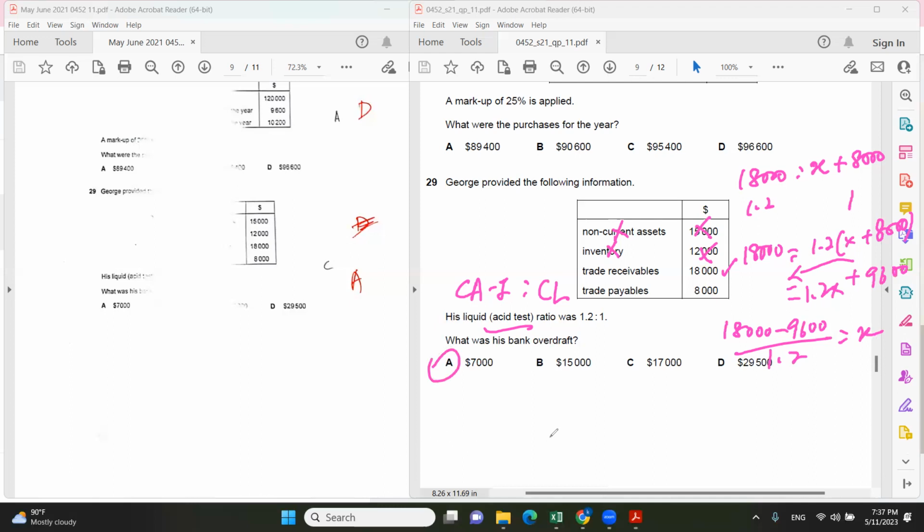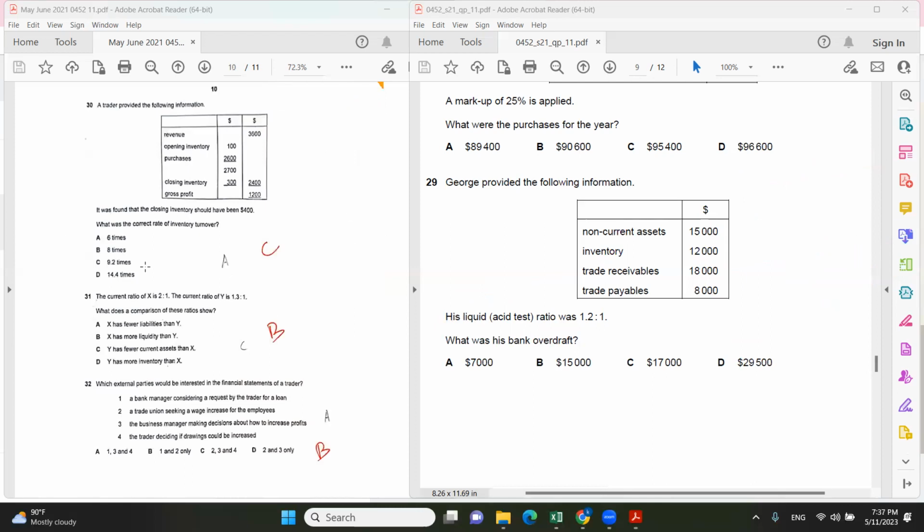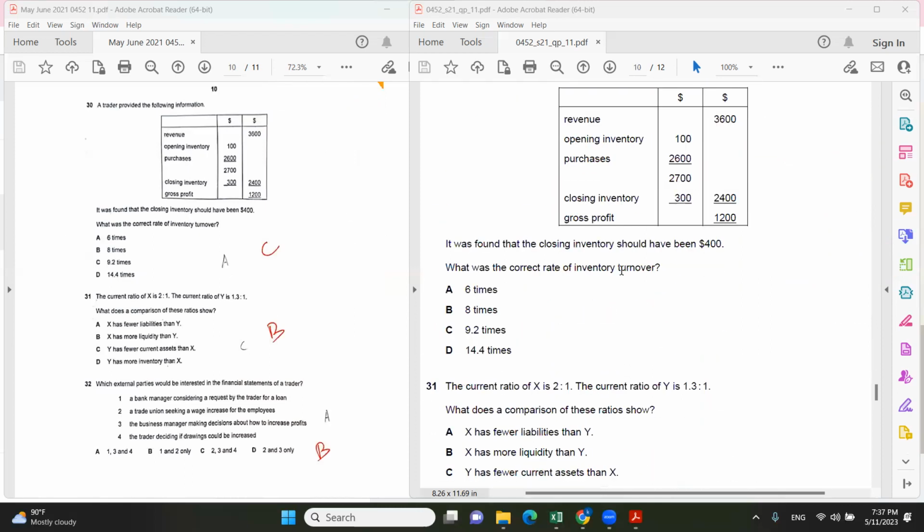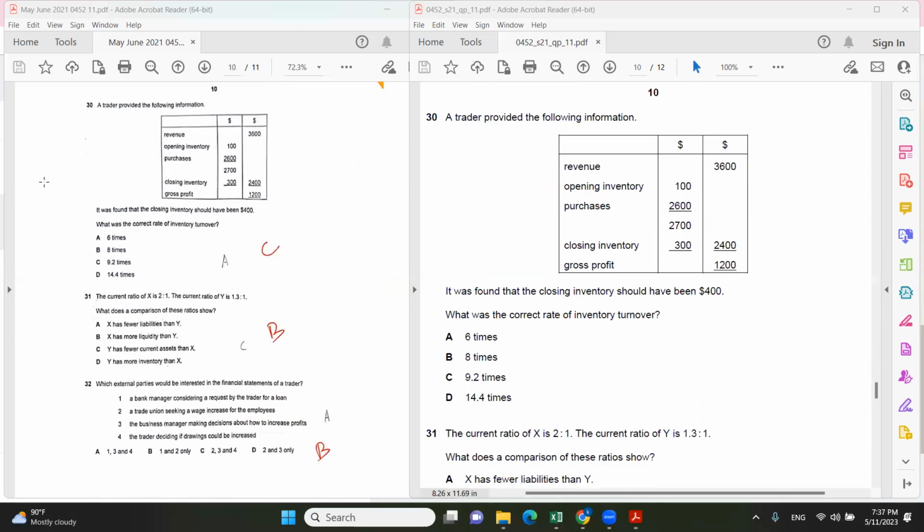Okay, right. Next is question 30. Revenue. It was found that closing inventory has been 400. What was the correct inventory? Okay, this one I changed to 400, so that means this amount I should reduce 100. So it becomes 2300.